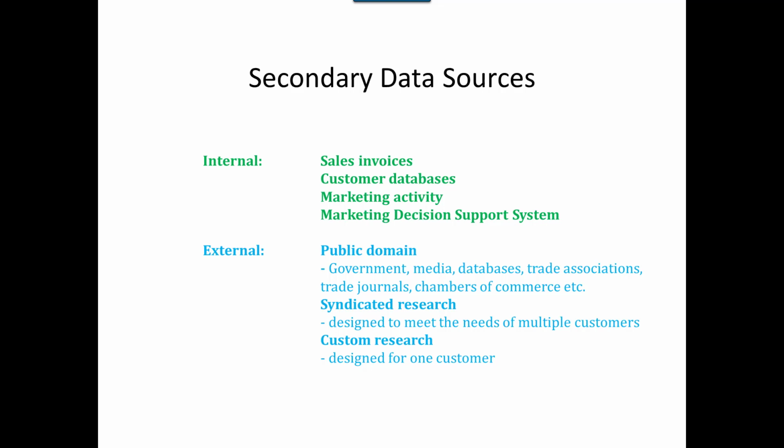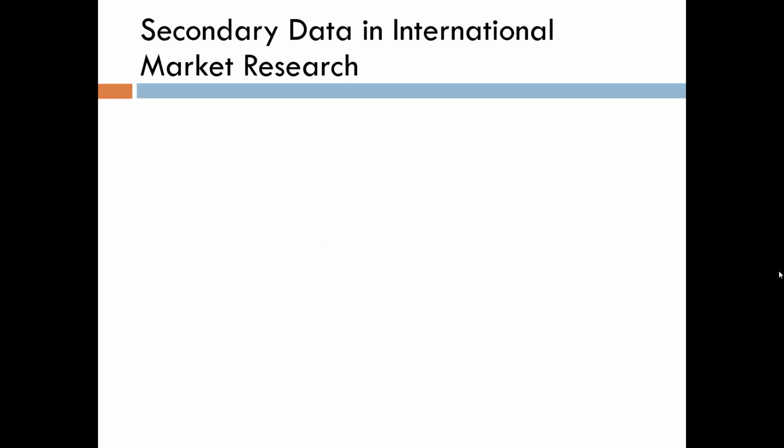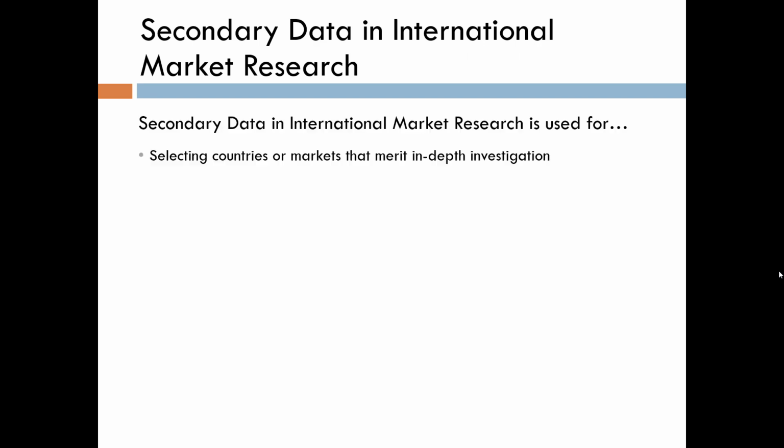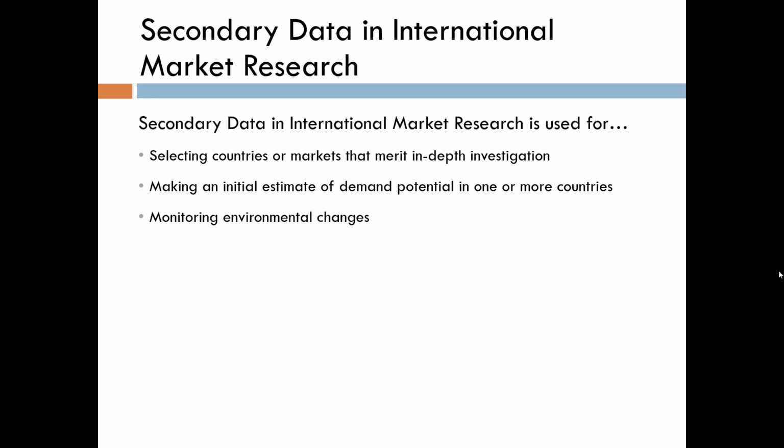So this includes government, media, databases, etc., as well as syndicated and custom research that I mentioned earlier. Many US-based companies operate in overseas markets and need information about market conditions and consumers in those countries. This information may be needed for a variety of reasons. For example, to come up with a short list of countries that need further investigation, or to estimate demand potential in certain markets, or to understand changes in the economic or marketing environment in those countries.